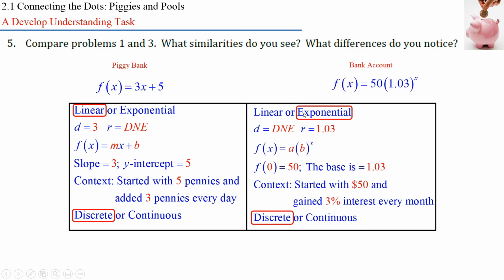Linear, exponential, common difference, common ratio. There's a linear function. There's an exponential function. My pattern of change is a slope of 3. My pattern of change is this base of 1.03. I started with 5 here and 50 here. Look at the context, and they are both discrete.